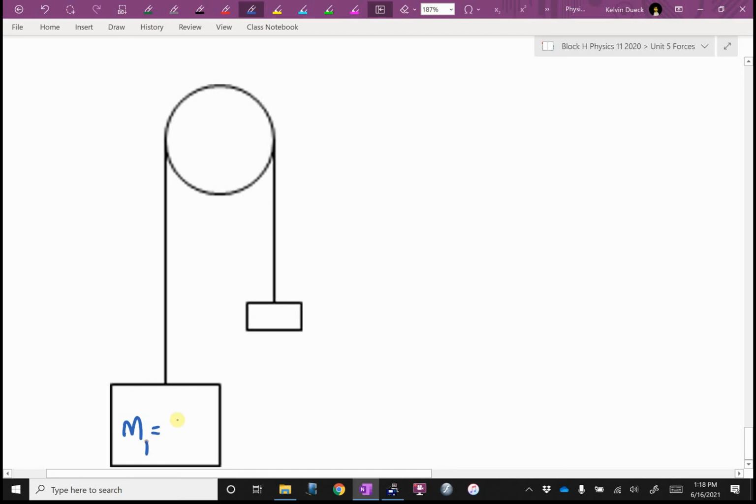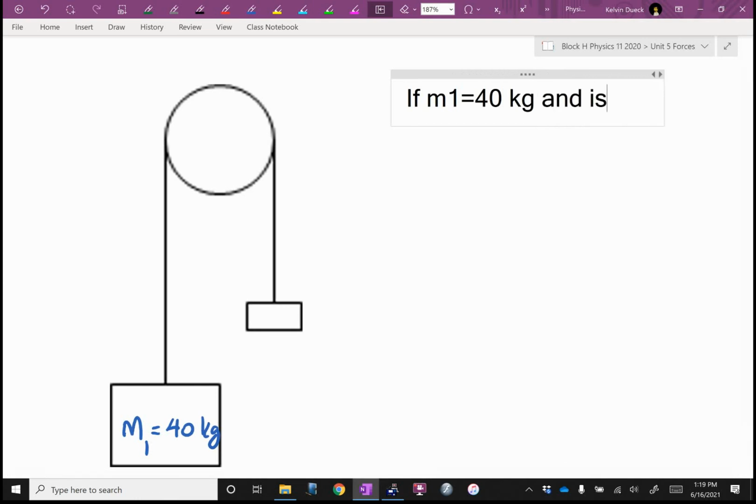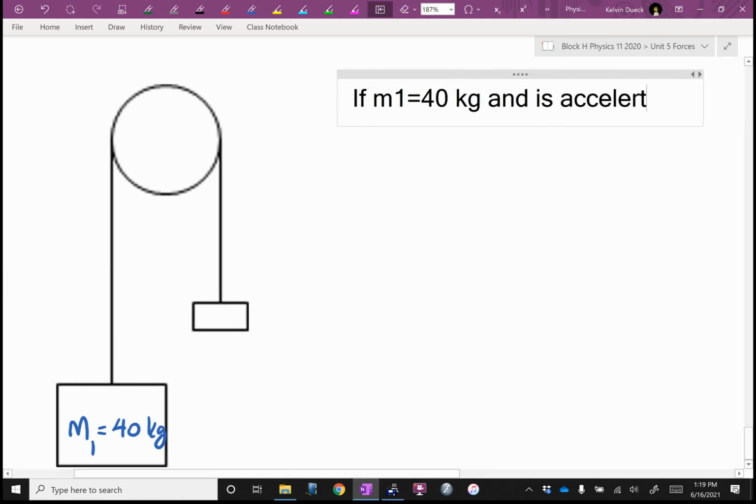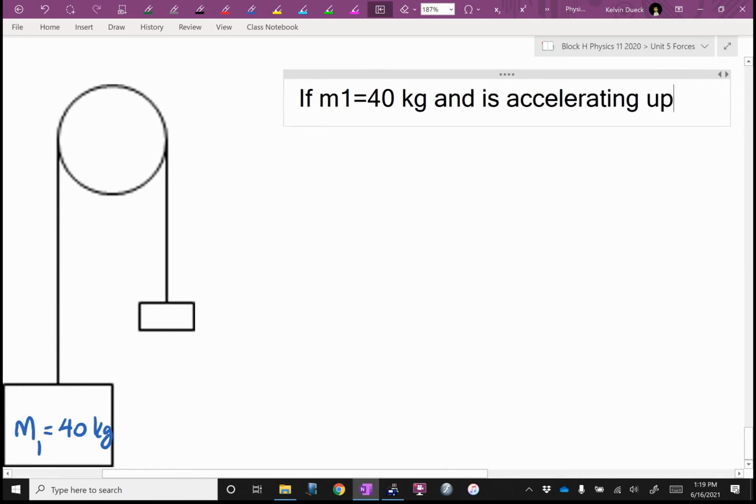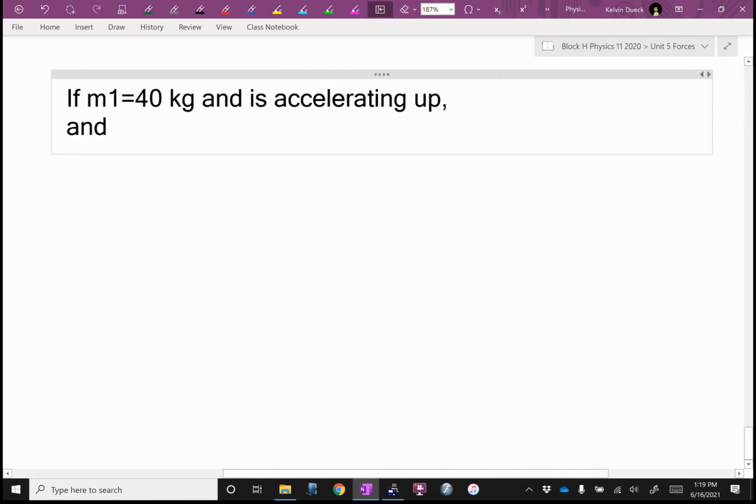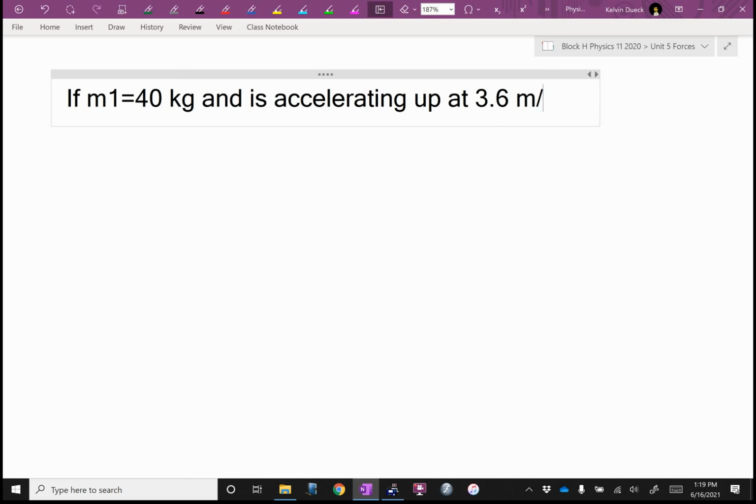So as a missing mass question, I might say something like this. M1 equals 40 kilograms. If M1 equals 40 kilograms and is accelerating up, and accelerating up, better yet, at 3.6 meters per second squared. I think I got this hotkeyed. Let me see. There we go.